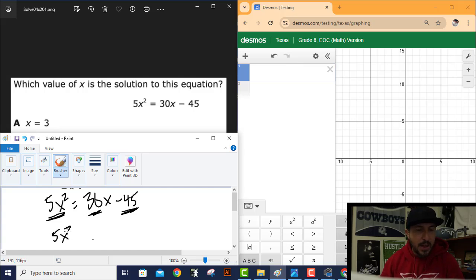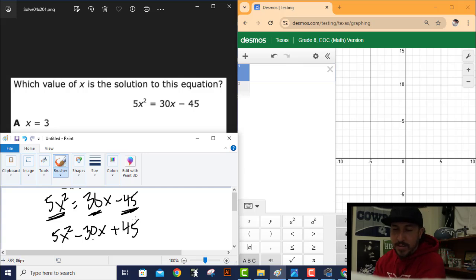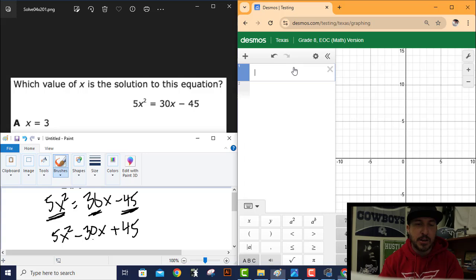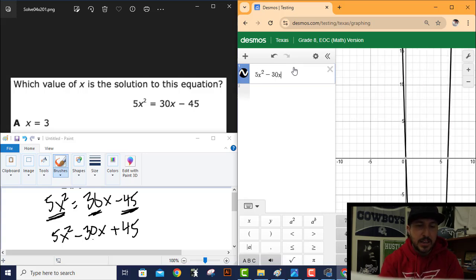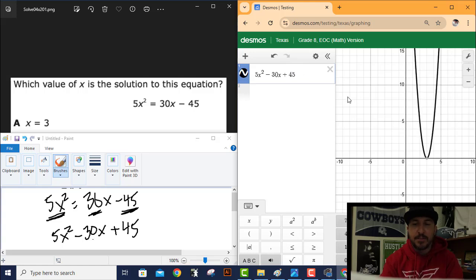So it's going to be 5x squared. This 30 was a positive 30. He is now going to be flipped to a negative 30. This 45 is a negative 45. So he is going to be flipped to a positive 45. So that's what I'm going to type in the calculator. So here I go. I got 5x squared minus 30x plus 45.